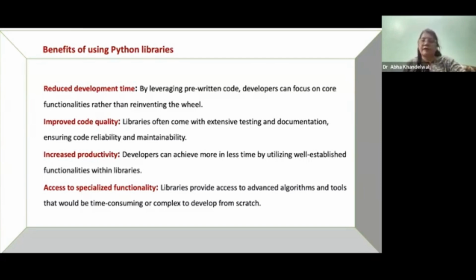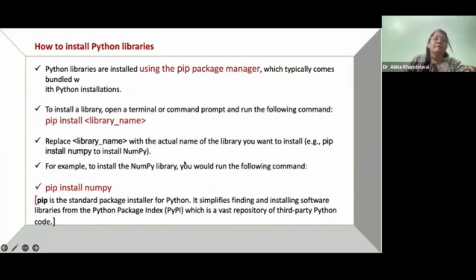And access to specialized functionalities. Libraries provide access to advanced algorithmic tools that would be time-consuming or complex to develop from scratch. I am repeating this again and again, so this last point is very crucial, I mean, very much helpful. Crucial in the sense that if we were required to do it ourselves, we would have to; now we don't have to. We just relax and do it. So much fun is there in using these libraries, right?